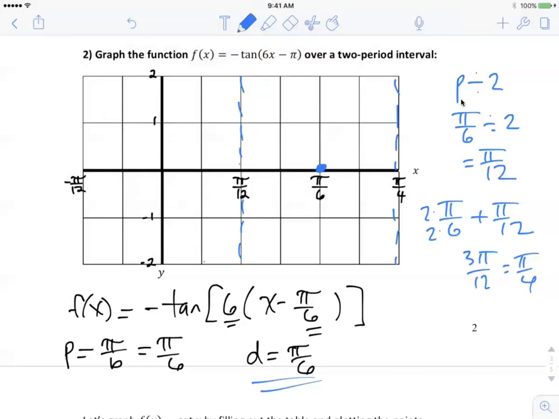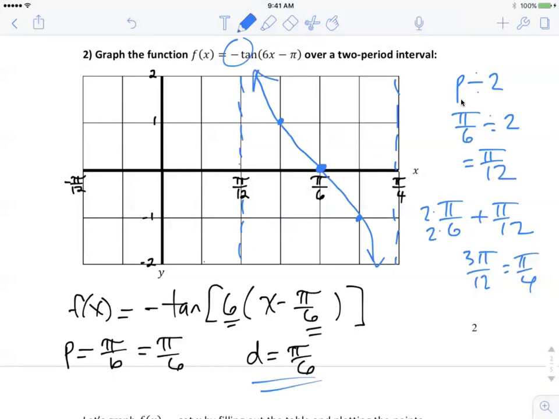Now I have to get those quarter points. The quarter points, now I have to play around with this negative. That's going to flip the graph over. So typically tangent increases from left to right, but now it's going to decrease. So my quarter points are going to be here and here. They're level with the y equals 1 because there's no number out front. If there was a 2 or a 3 out there, I'd have to move those points up and down. Okay, and then there's my cycle. Just draw a nice smooth curve through those.